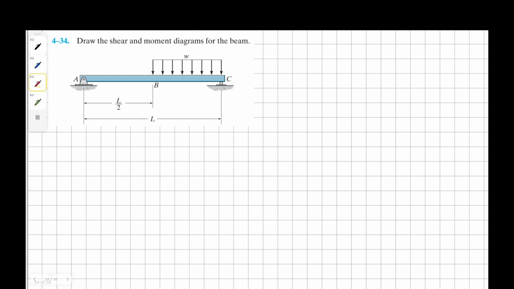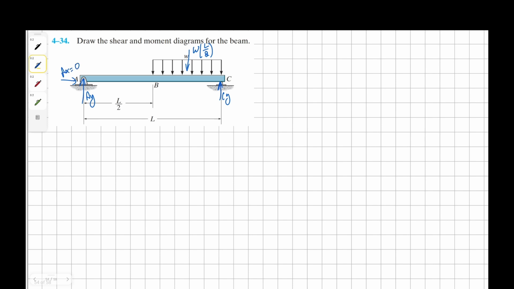All the shear and moment diagrams for the beam. To begin, we're going to convert our distributed load into a point load, so we're going to have it as W times L over 2. And then we have a roller at C and a pin connection at A.